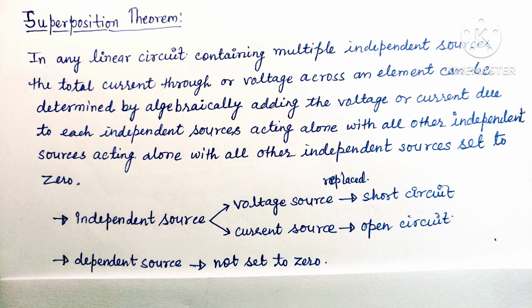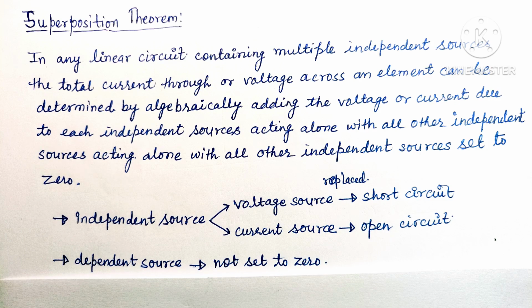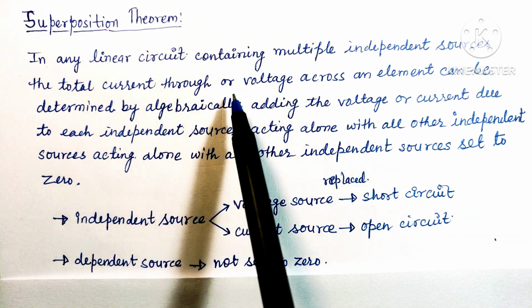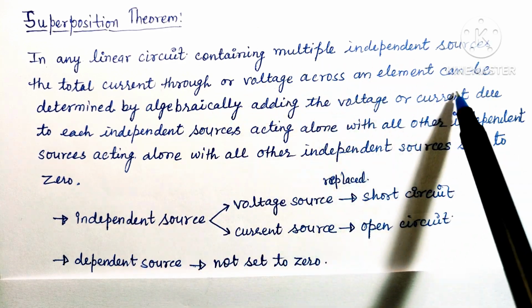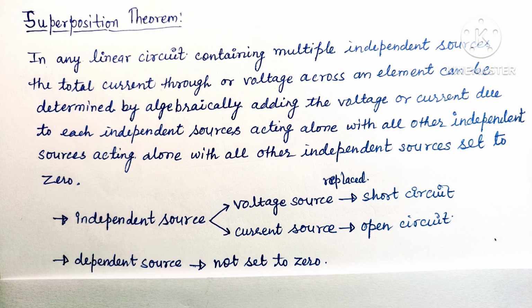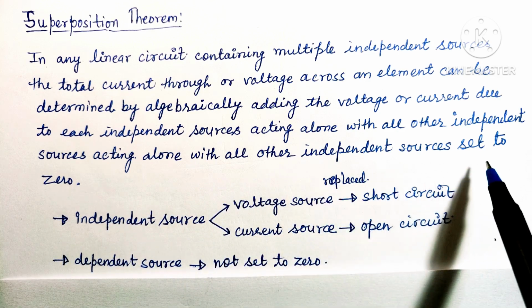Let us see what is the superposition theorem. This is the statement of superposition theorem. So let us see what this statement is. This statement says that in a linear circuit containing multiple independent sources, the total current through or voltage across an element can be determined by algebraically adding the voltage or current due to each independent source acting alone, with all other independent sources set to 0.